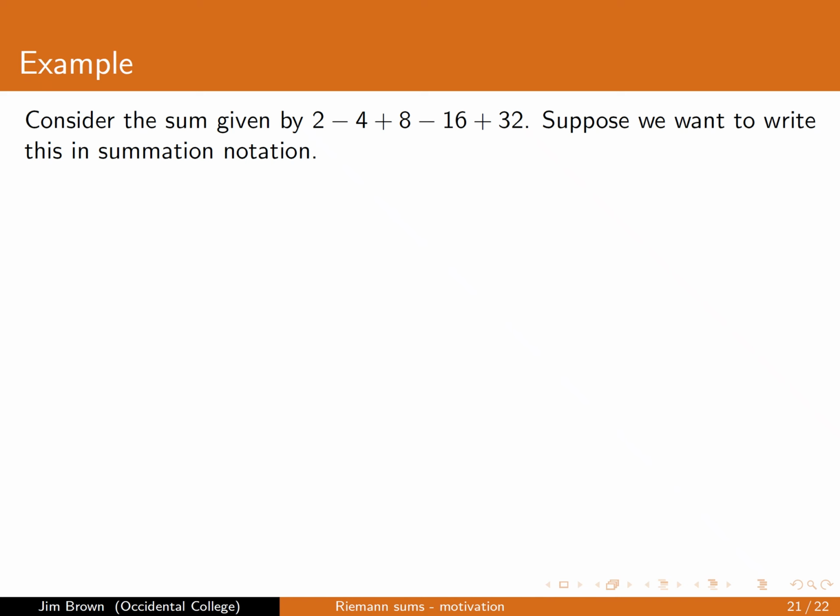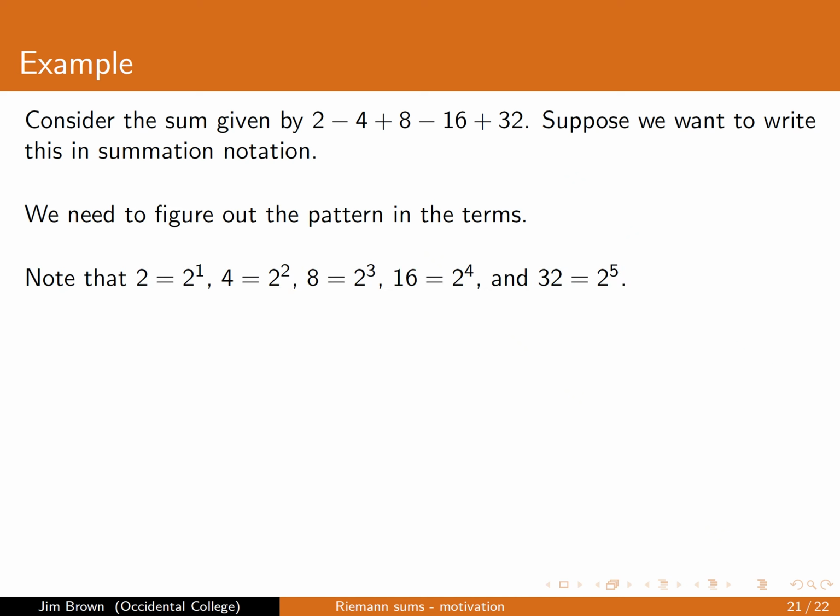In this case, this requires pattern recognition, which can be difficult, but you'll get better at it the more you do it. So if we look at just each term and we forget about whether it's positive or negative, we have 2, 4, 8, 16, 32. So you might recognize those as powers of 2. So we have 2 is 2 to the first, 4 is 2 squared, 8 is 2 cubed, 16 is 2 to the fourth, and 32 is 2 to the fifth. So we can think of that as 2 to the j, where we start with j equals 1, and we go all the way up to j is equal to 5.